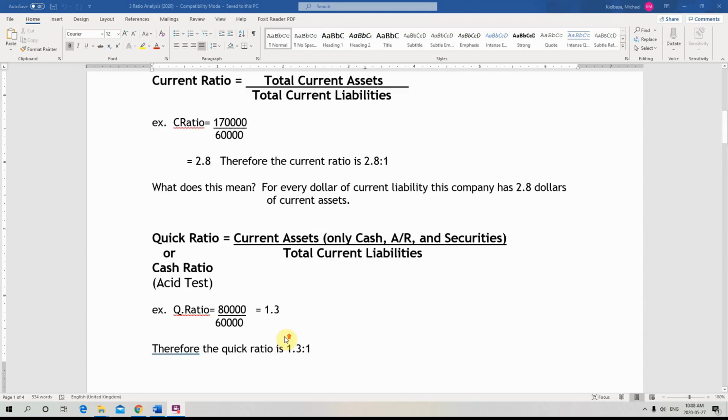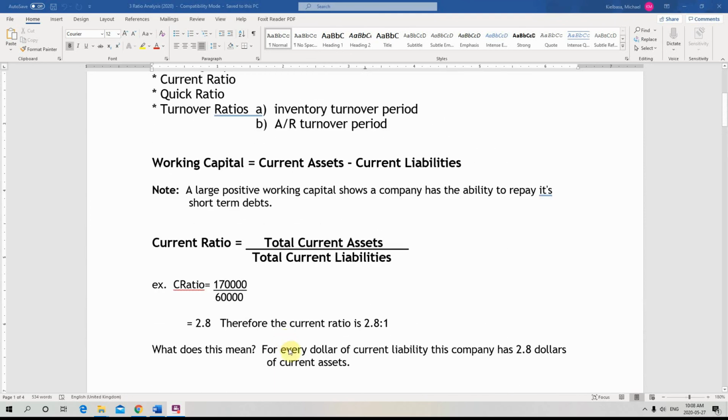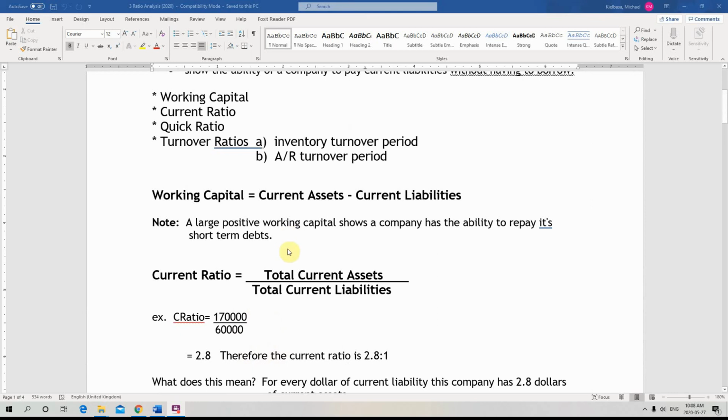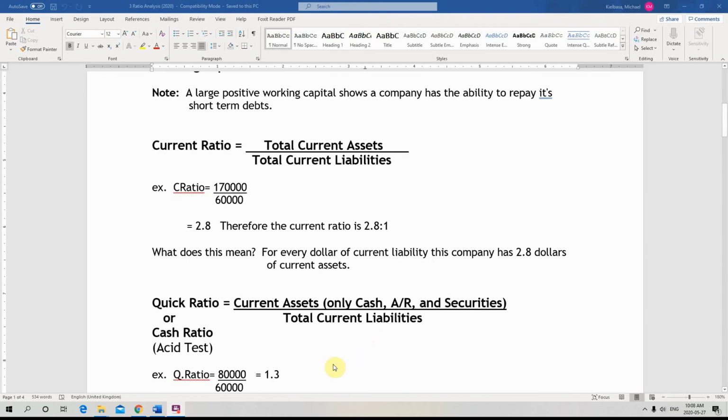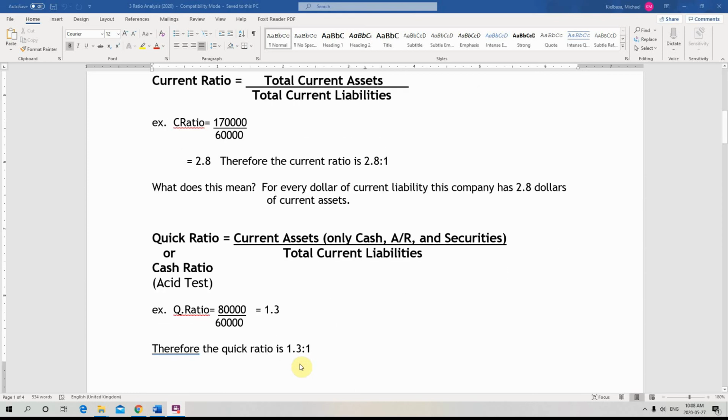Now, a couple of things, okay? For most companies, a current ratio of 2 to 1, we're going to assume is acceptable. And for a quick ratio, for most companies, anything above 1 to 1 we're going to consider acceptable.